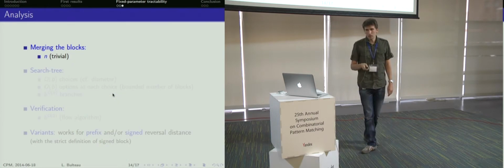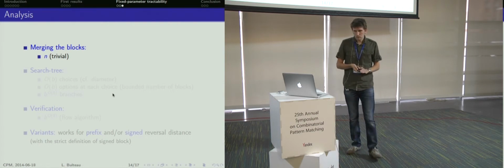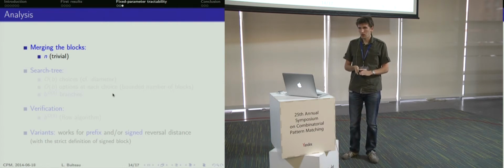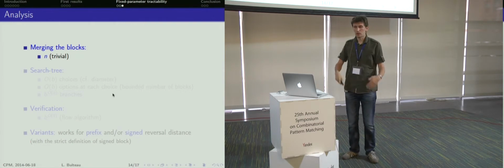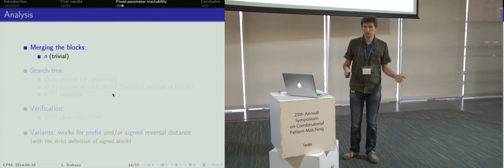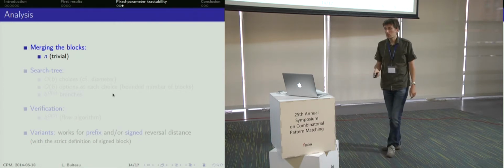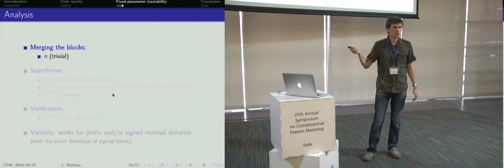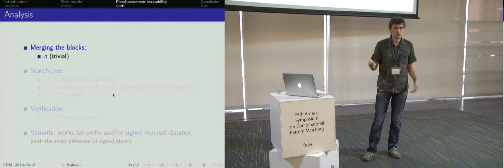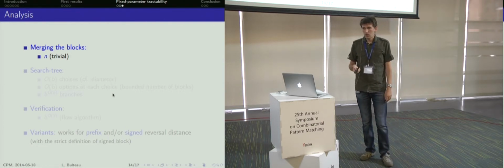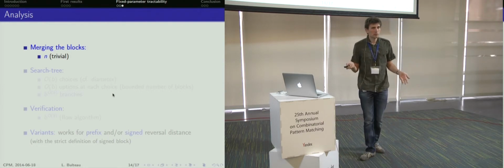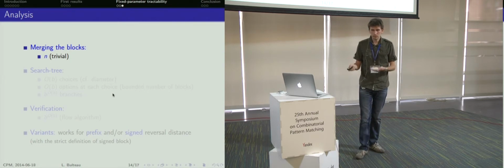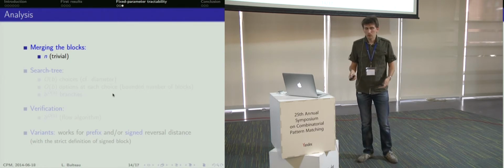And so to analyze this algorithm, the first step is actually the longest one, if the number of blocks is small, which is just to read the sequence and match the blocks together. So that's linear, and that's trivially linear. And all the rest only depends on the number of blocks.